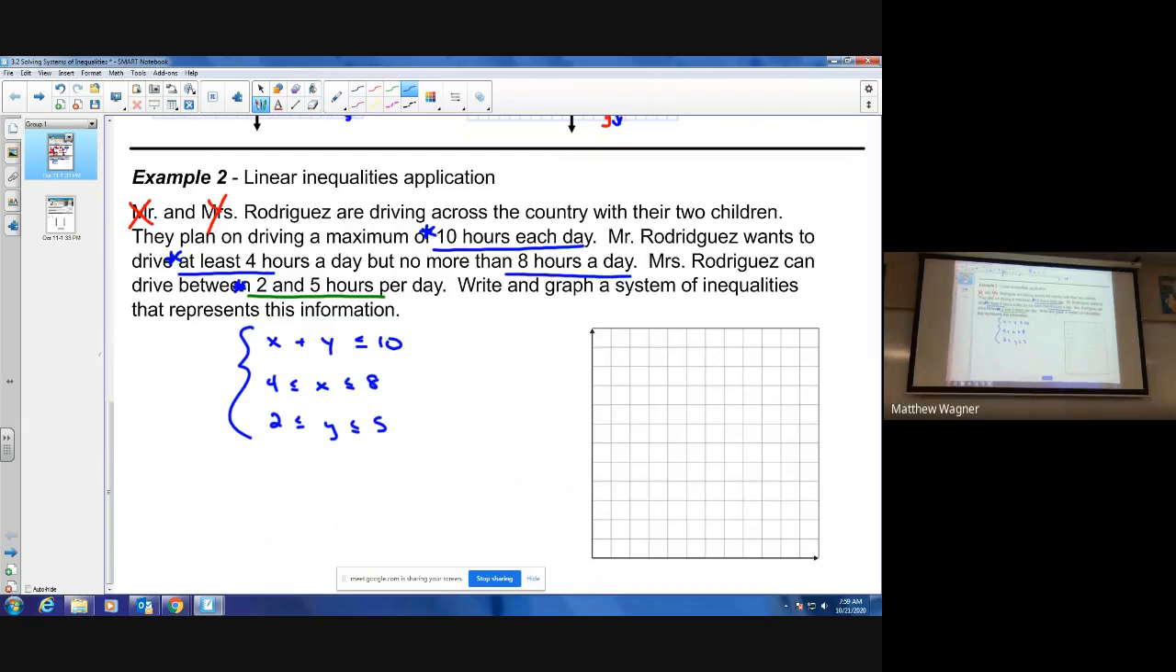So if I were to graph these, we have vertical lines at 4 and 8. We also have horizontal lines at 2 and 5. And then if we use our intercepts, we mark the axes from 1 to 10.